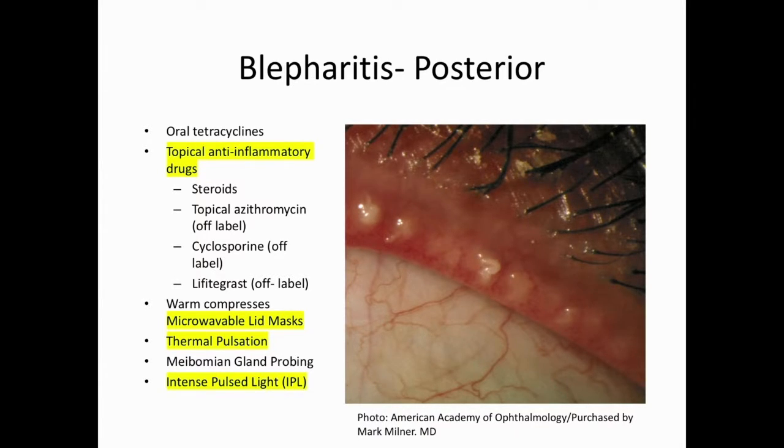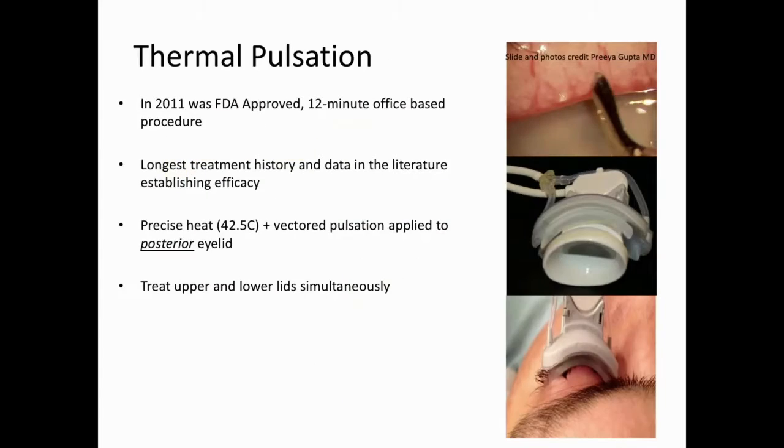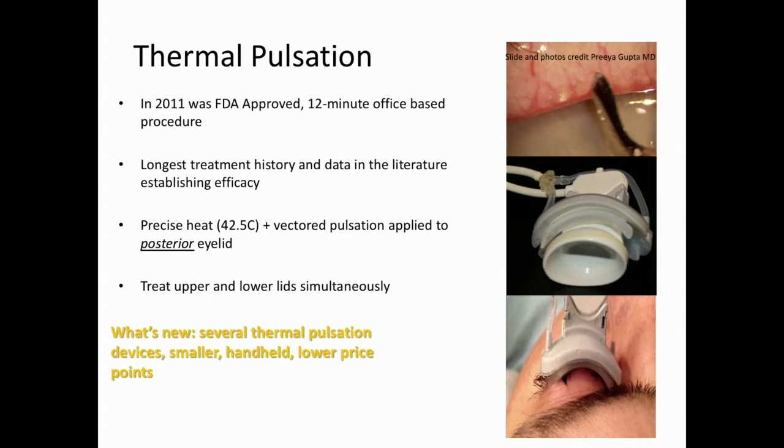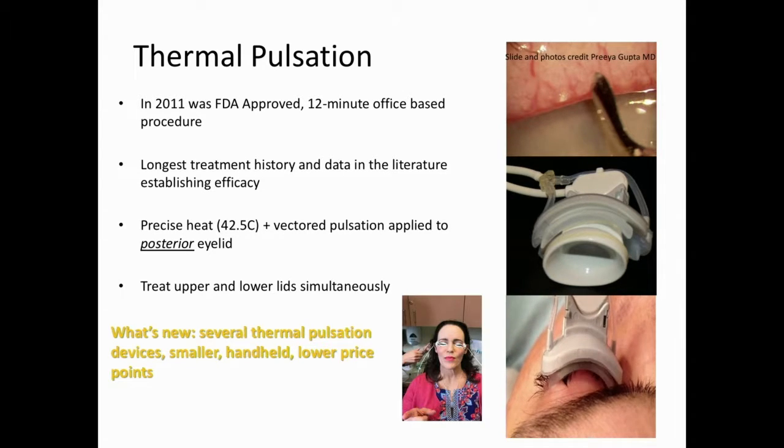To treat posterior blepharitis: topical anti-inflammatory drugs, microwavable lid masks, and there are several on the market, thermal pulsation, and IPL. Thermal pulsation was first FDA approved in 2011. What's new is that several thermal pulsation devices are smaller, handheld, and have lower price points, and here is Dr. Perryman demonstrating one of them.